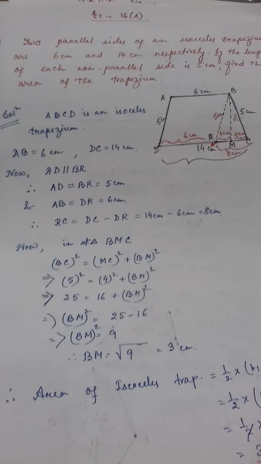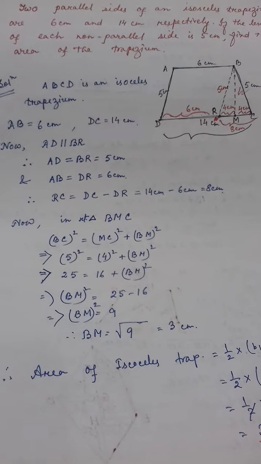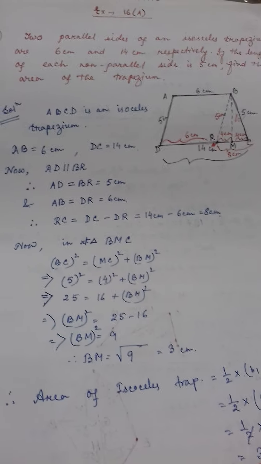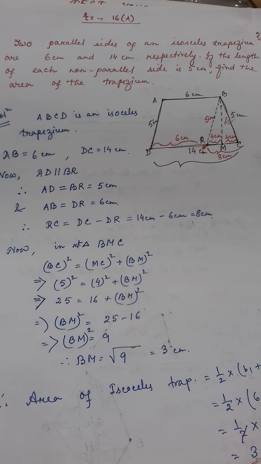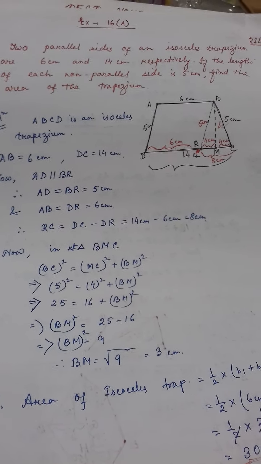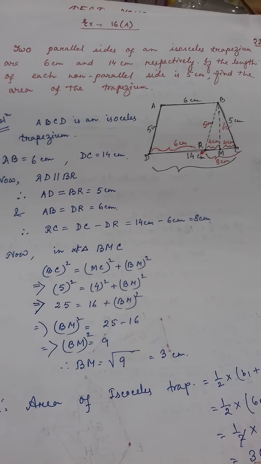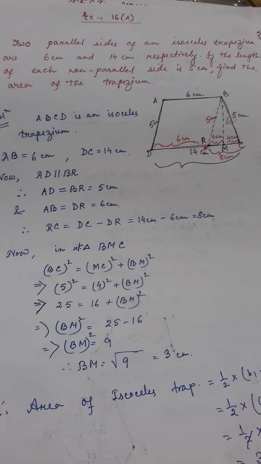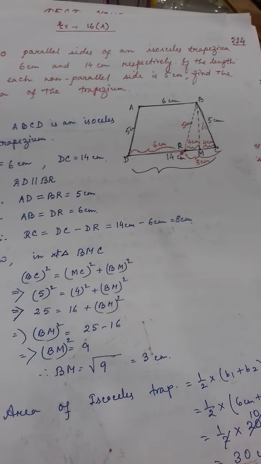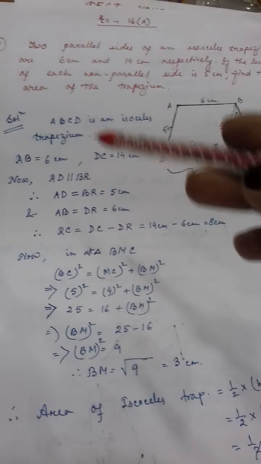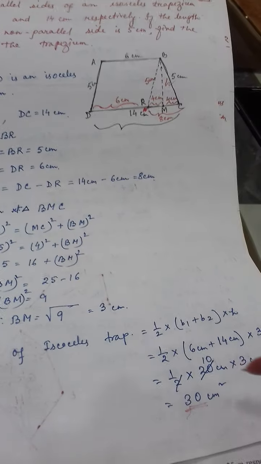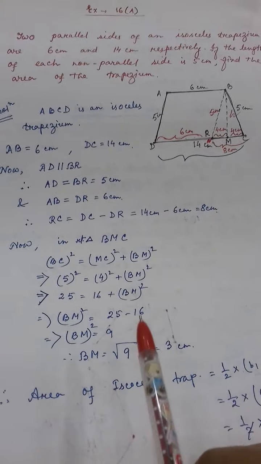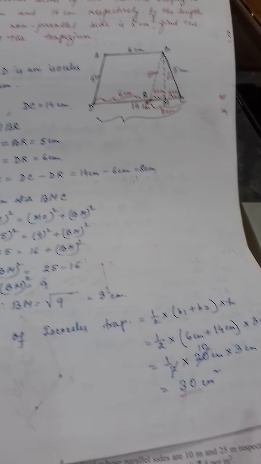Clear, students? This type of sum is a very important sum. If you get this type of question, for an isosceles trapezium or a trapezium where the two non-parallel sides' values are given to you and you have to find out the area, then you have to draw in this way and move in this process. Got it, students? Everyone has understood how I have solved? Go through it. Clear?